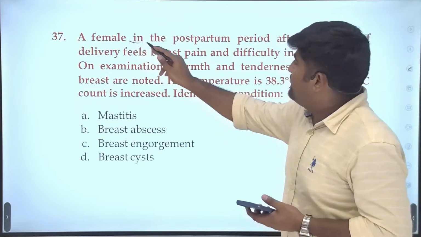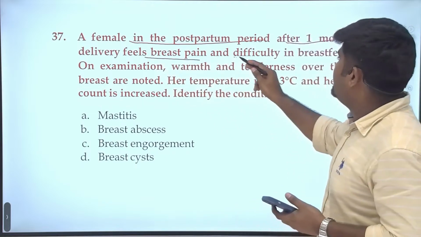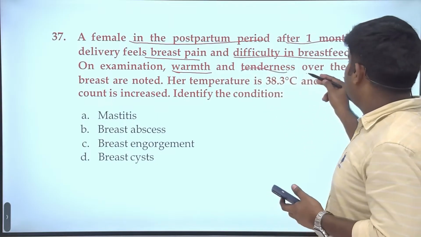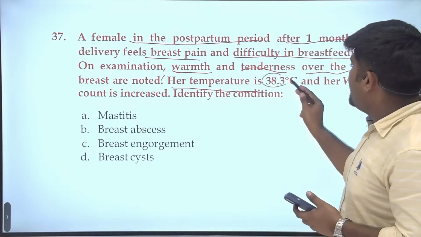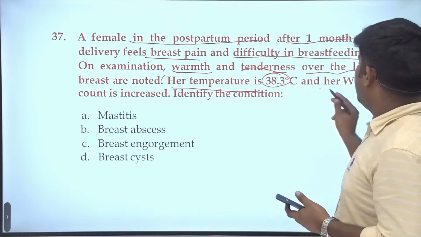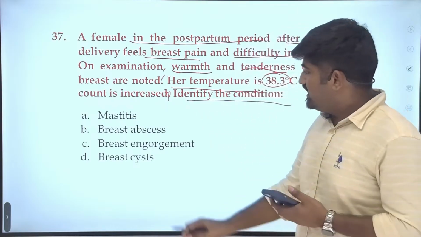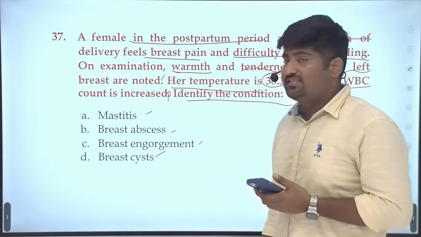A female in the postpartum period after 1 month of delivery feels breast pain and difficulty in breastfeeding. On examination, warmth and tenderness over the left breast are noted. The temperature is 38.3 degrees and the WBC count is increased. Identify the condition. It is mastitis, breast abscess, breast engorgement or breast cyst.